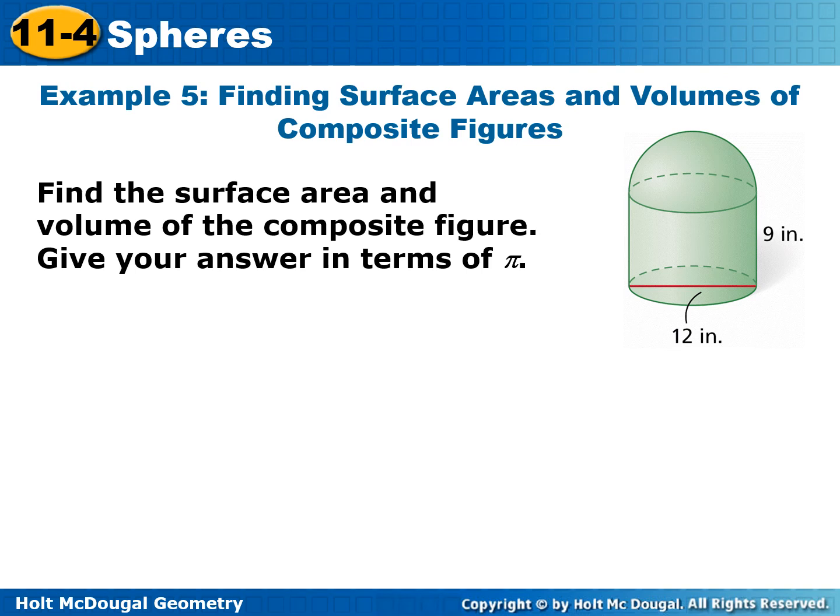Okay, in this last example, we're trying to find the surface area and the volume of the composite figure, and once again give our answers in terms of pi. Now, we have a cylinder and a hemisphere, and we're going to calculate them separately and then add them together. So let's first do the surface area.